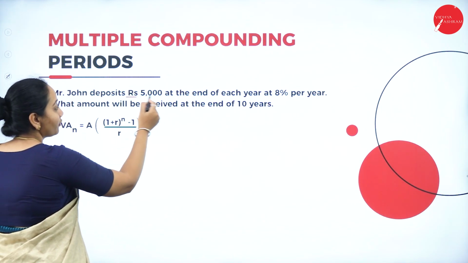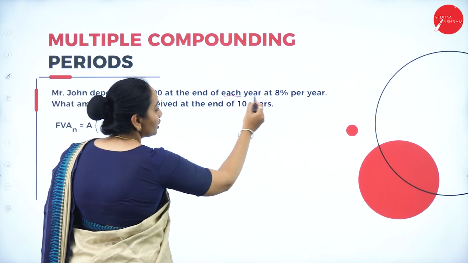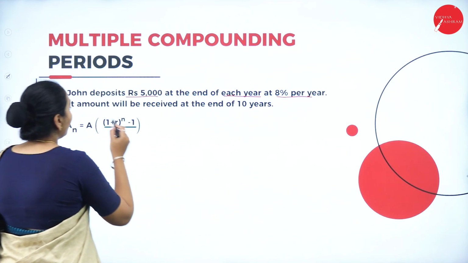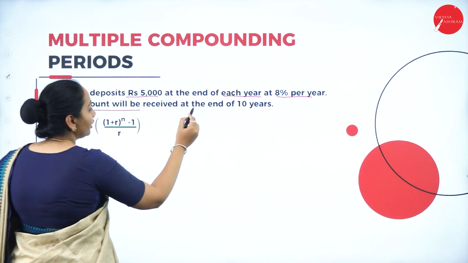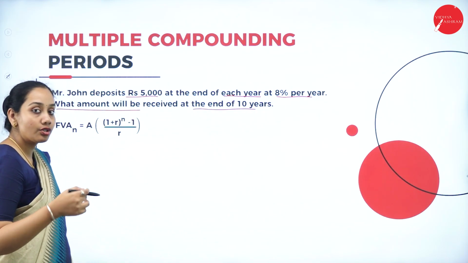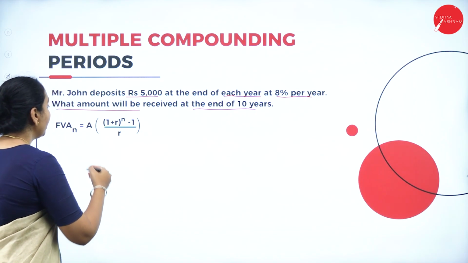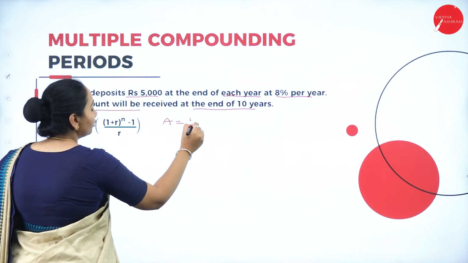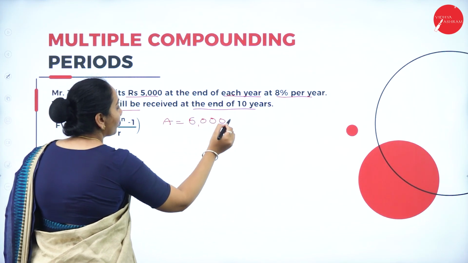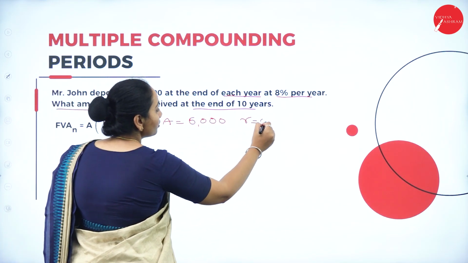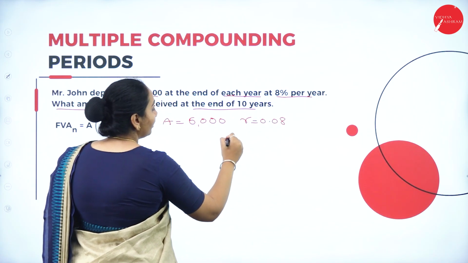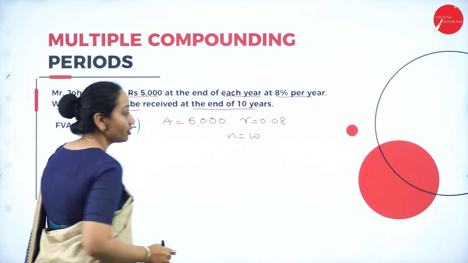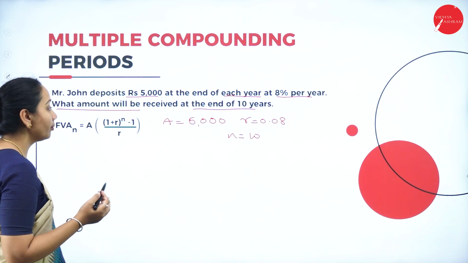So next question, Mr. John deposits rupees 5,000 at the end of each year at 8% per annum. What amount will be received at the end of 10 years? So we'll do the calculation part. The formula is here. Here A is equal to 5,000 rupees, R is equal to 0.08, N is equal to 10 years. So we have enough information with us.